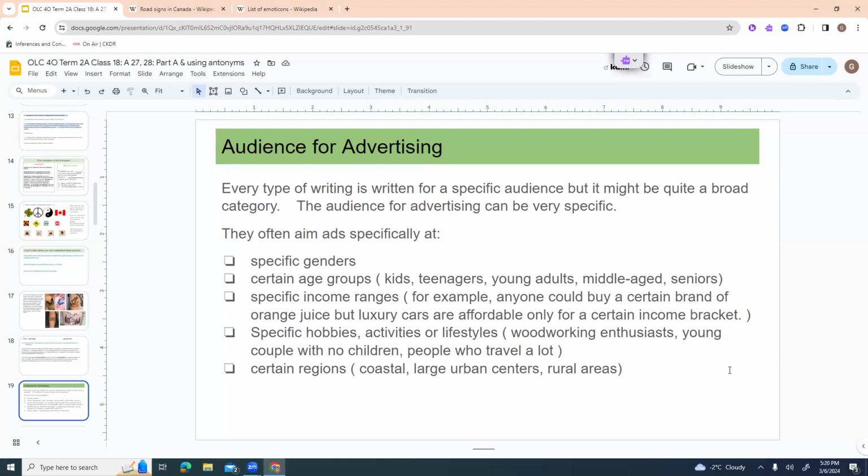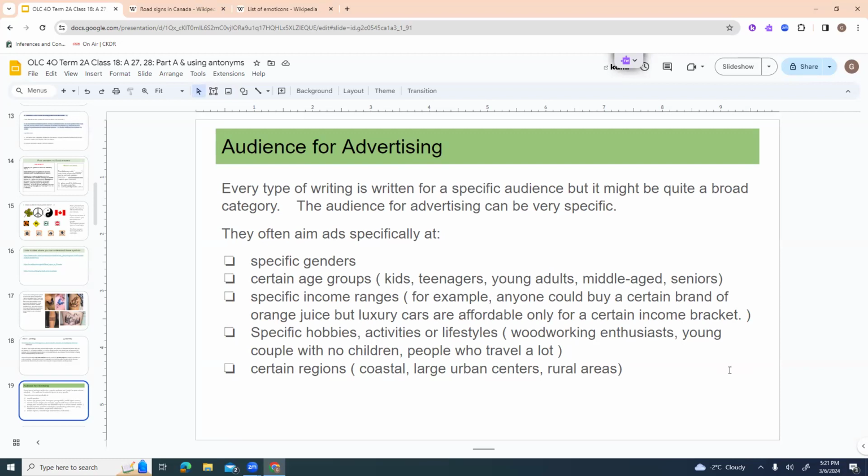Certain age groups: kids, teenagers, young adults, middle-aged people, seniors. Again, it depends a little bit what they're trying to sell. They're probably not trying to sell luxury cars to seniors because at that point they're probably not buying luxury cars, but middle-aged people, they are all over that. Specific income ranges, in other words, how much money they make.